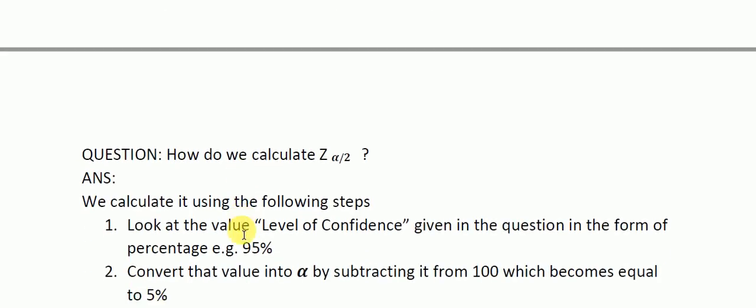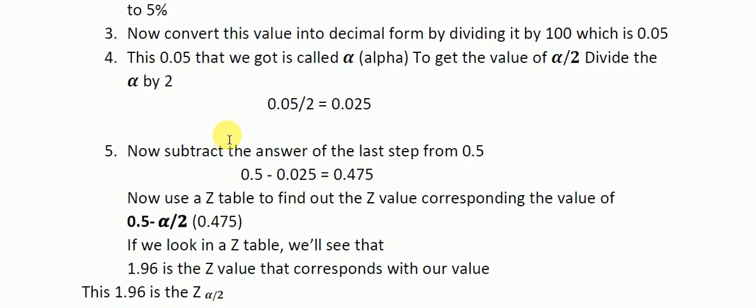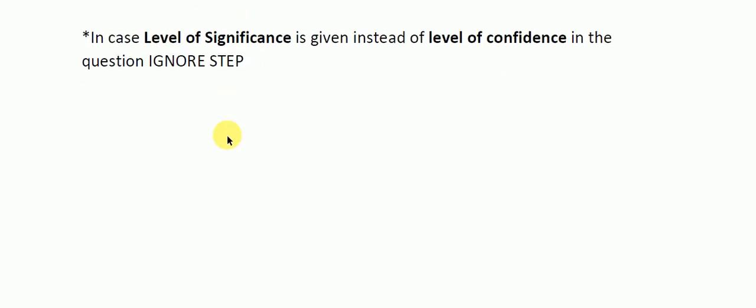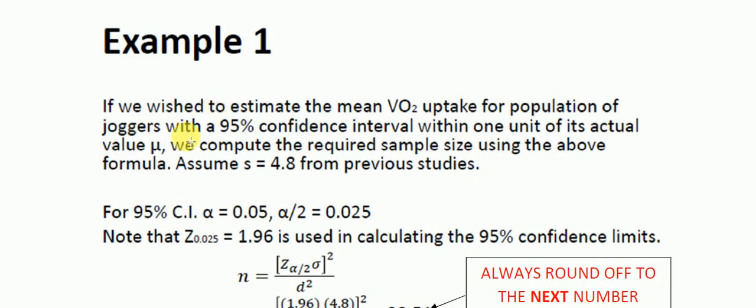Okay, so this is how we calculate z alpha by 2. This is given there in the notes, but we'll come to it later on. So for a while, just trust me and let's move on to the examples. So this is an example.